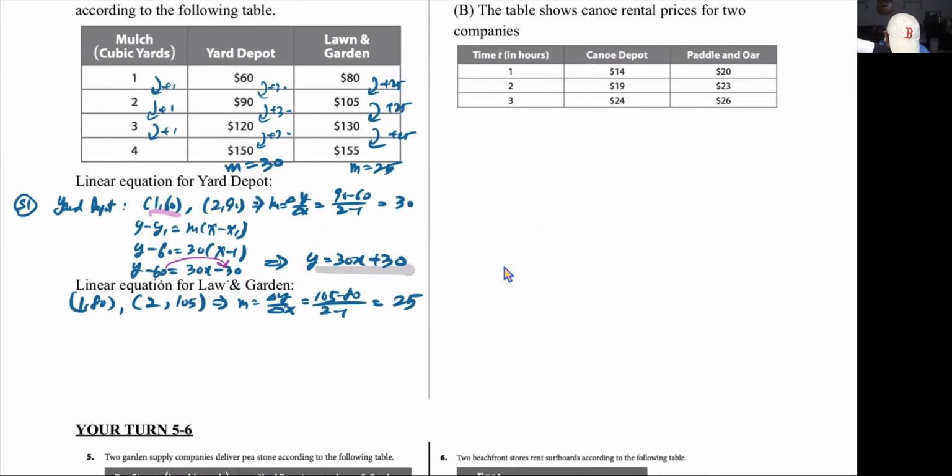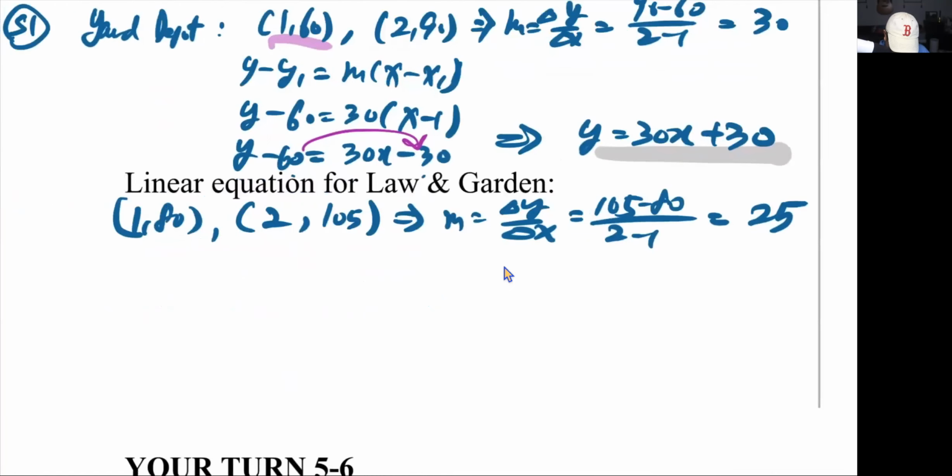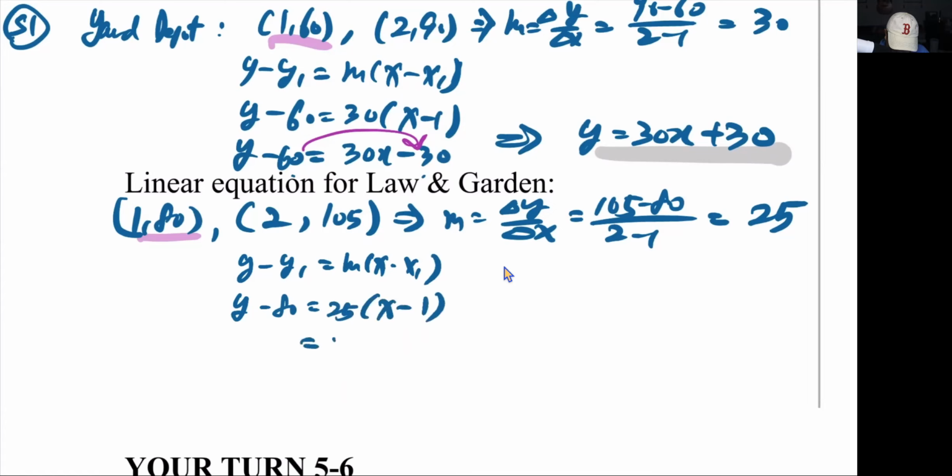So what we're gonna do is y minus y1 equals m times x minus x1, and we need to choose the smallest number for x1 because it's easier. So let's use this number as the first one as well. So y minus y1 is 80, m is 25, and x1 is 1. We distribute on the right-hand side, 25x minus 25 equals y minus 80. Add 80 to both sides, that's 25x.